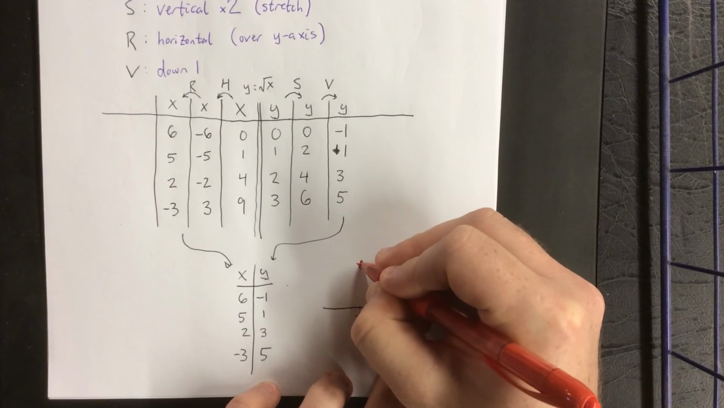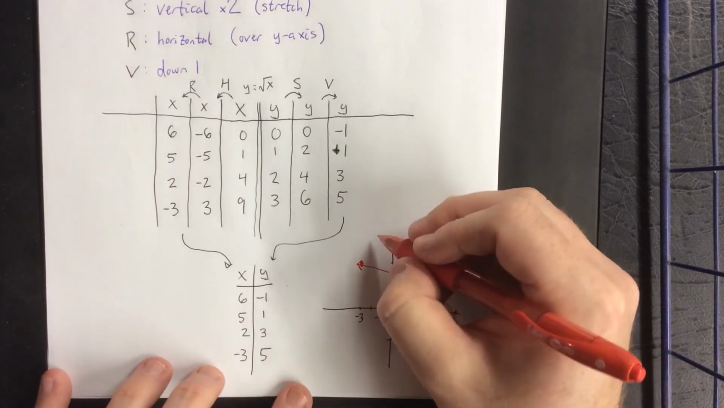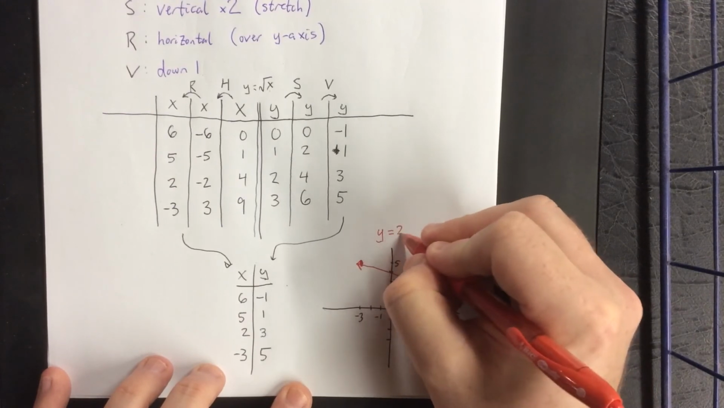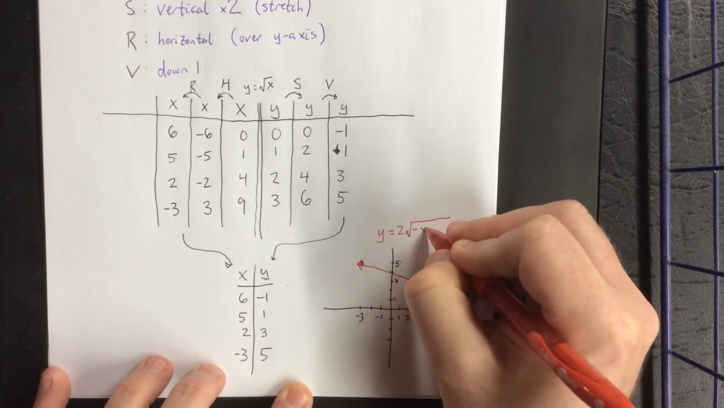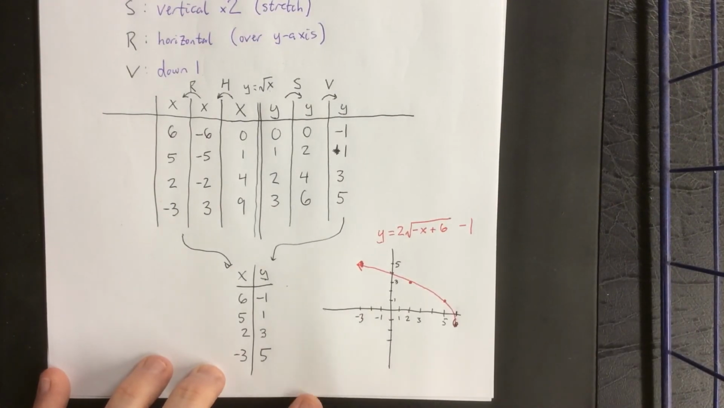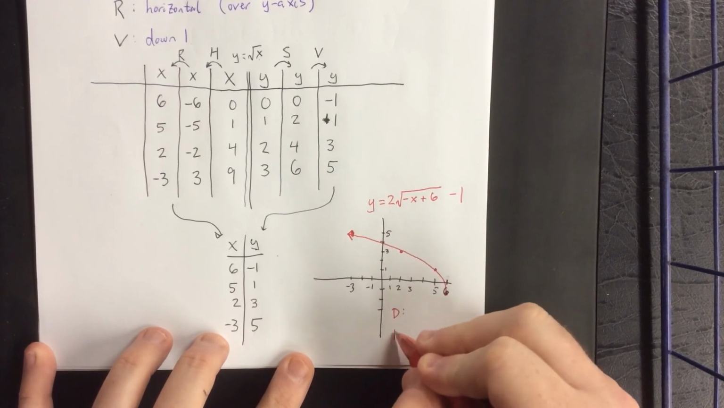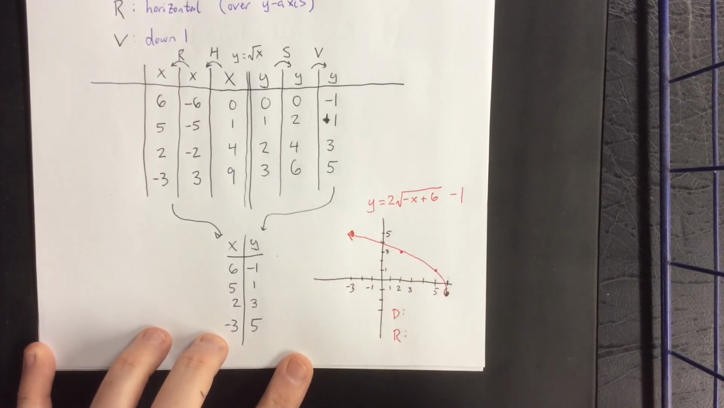I missed. There, I made my target bigger and now I didn't miss. So this would be what the graph of y equals 2 times the square root of negative x plus 6, minus 1 looks like. For some additional credit that I frequently like to offer, I like to take a look at the domain and the range.